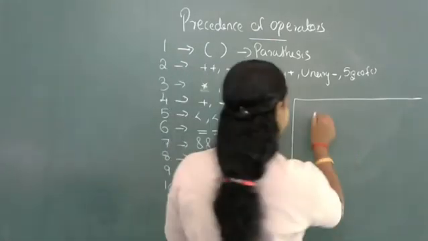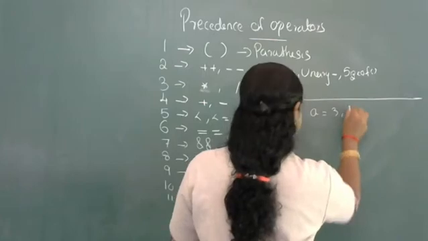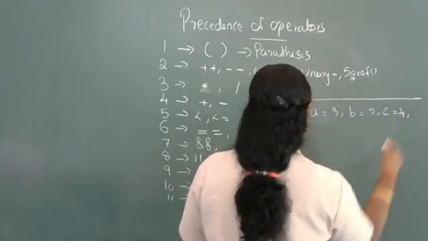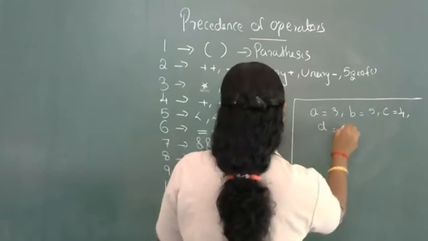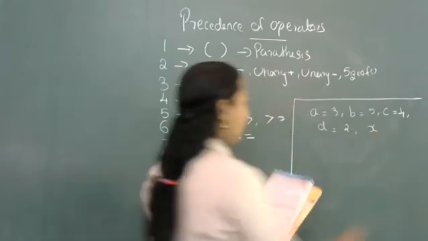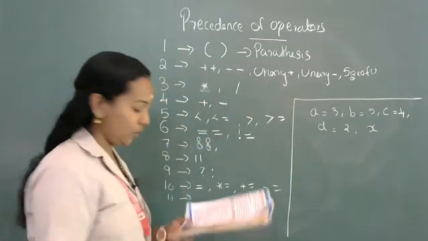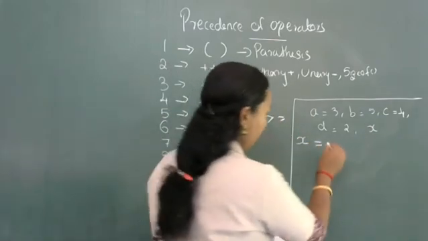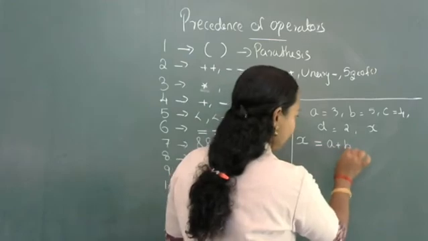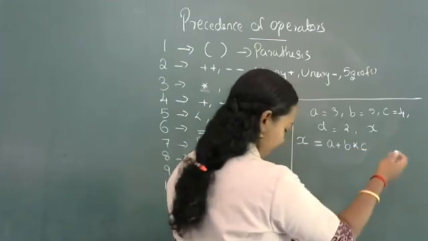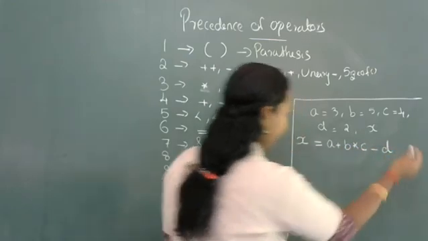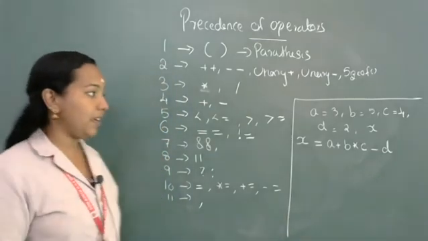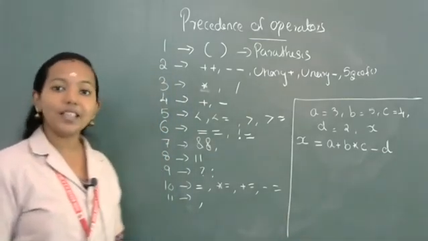The values are A equal to 3, B equal to 5, C equal to 4, D equal to 2, and one more variable is x. The value is not present. The expression is x equal to A plus B star C minus D. Okay, what is it? A plus B star C minus D.